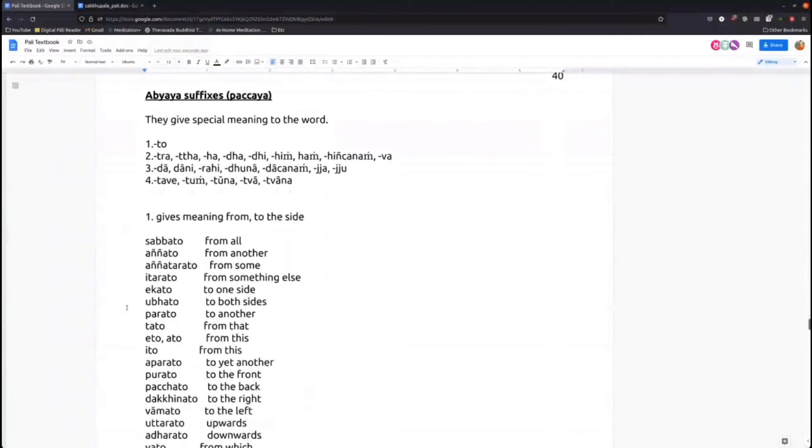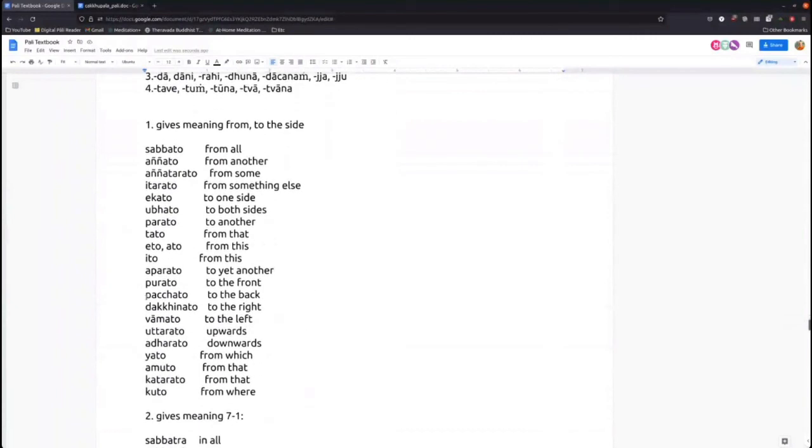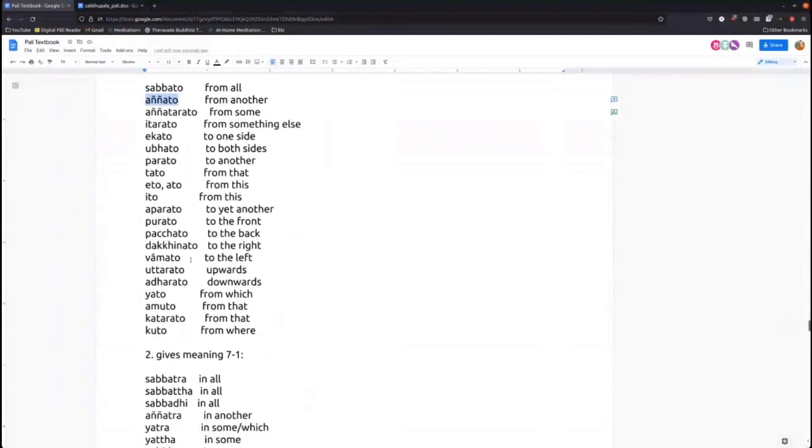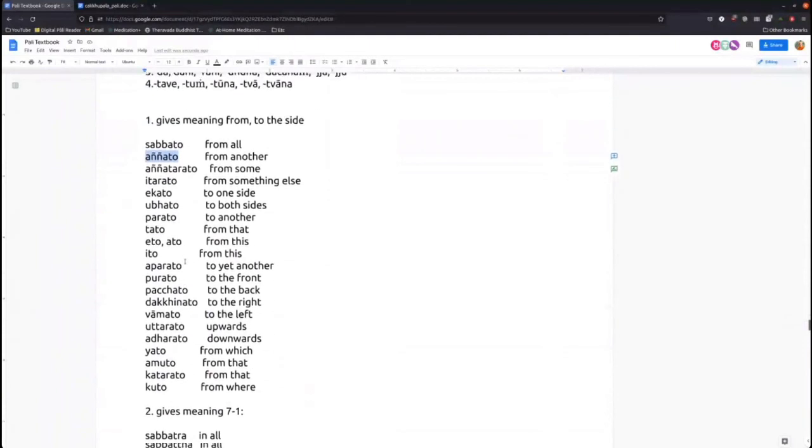I think just read through these lists on your own time. Remember them. This one is very common, the 'to' suffix. Sabbato. So you take words like sabba, which means all, add 'to' on the end, and you get 'from all'. Anyato, from another. So it's really just an ablative suffix, the 5-1 suffix.